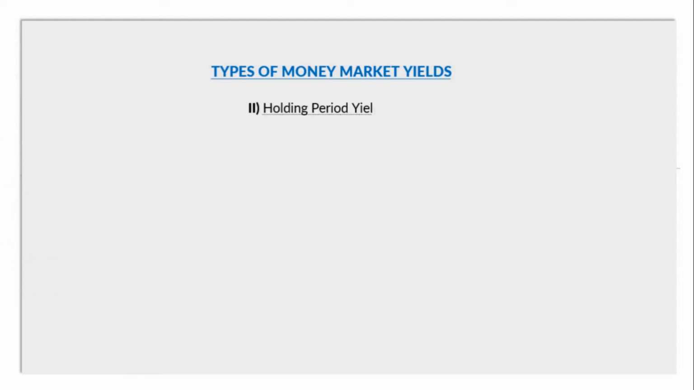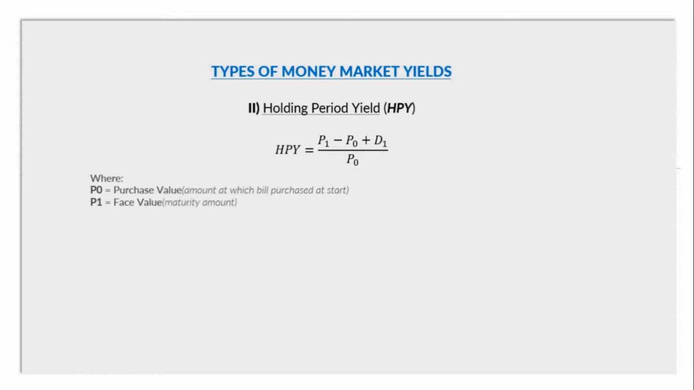Now moving on to the second, which is the holding period yield, which is basically the holding period return. It is P1 minus P0 plus D1, the whole upon P0, where P0 is the purchase value, P1 is the face value and D1 is the cash distributed at maturity. If you want to know more about the holding period yield or holding period return, I have explained it in the part 3 video. The video is linked below, you can go and watch it.